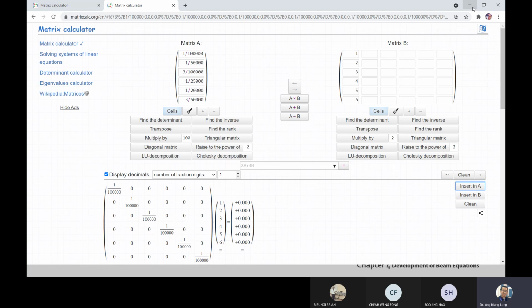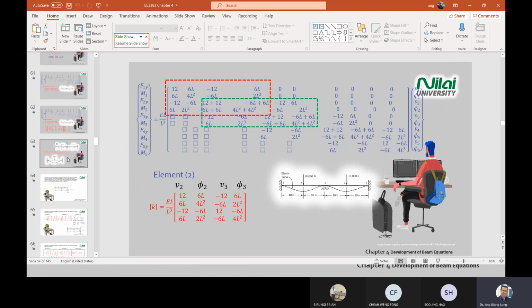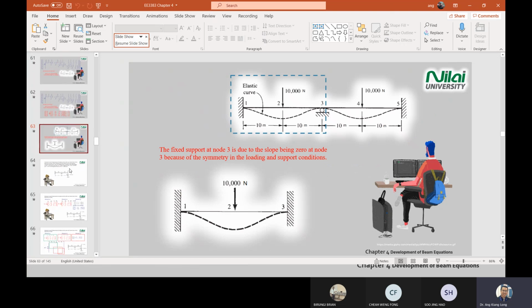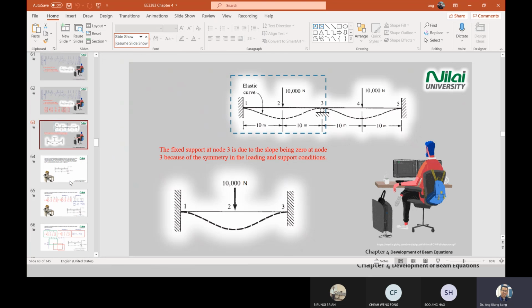So this is a very powerful tool that helps you to solve some questions. All right, if no question, I think I will stop here and then we go for a short break. Then after that, we will go for a few more examples. Then we conclude chapter 4.